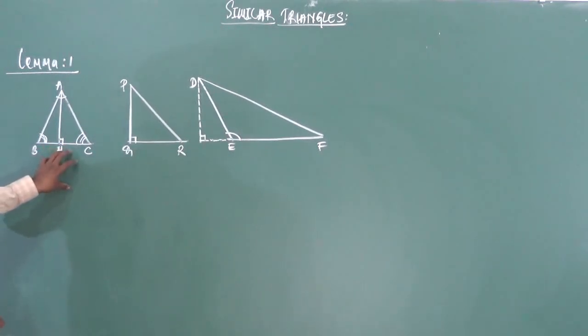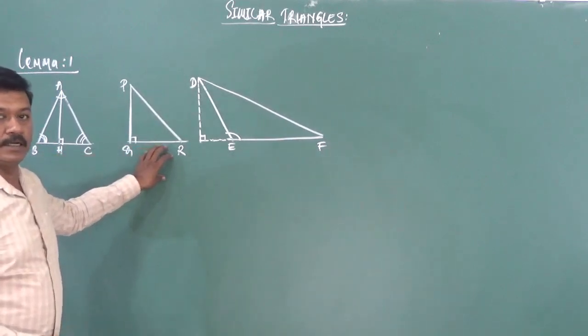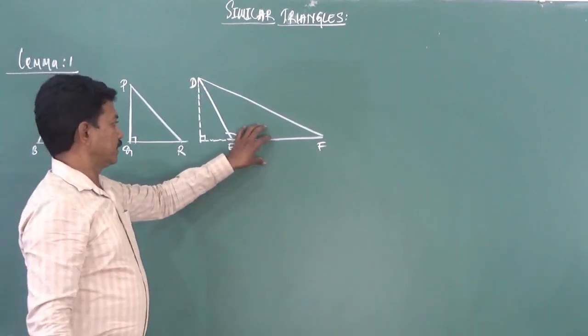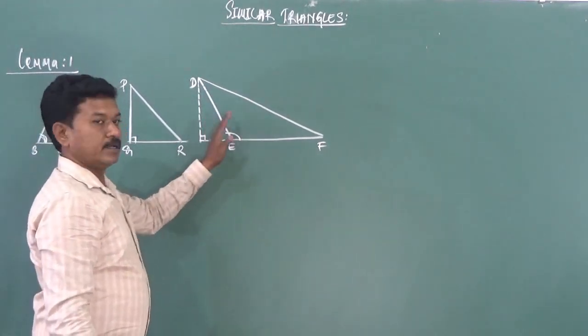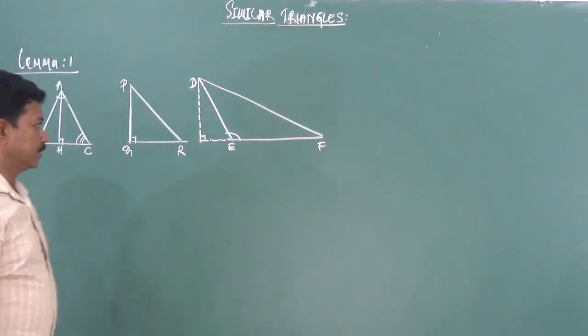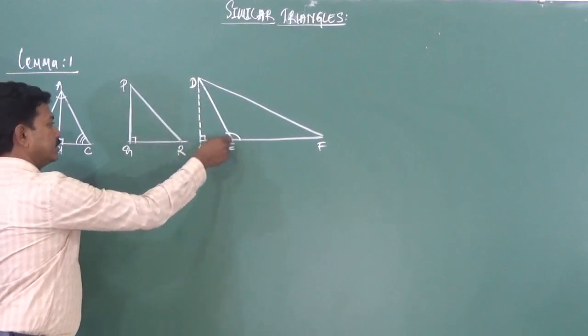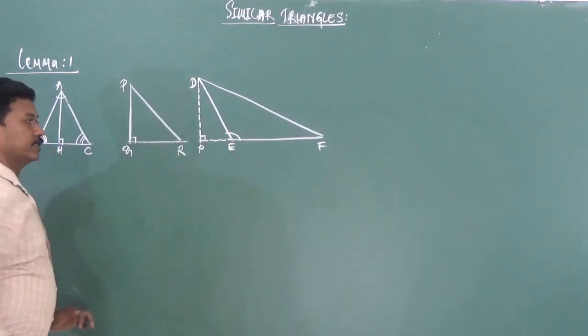So I will repeat. In an equilateral triangle or an acute angle triangle, the height will be inside the triangle. In a right angle triangle, the height will be one of the sides of the triangle. In an obtuse angle triangle, the height of the triangle lies outside the triangle. So here you can take it as DP. DP is the height which lies entirely outside the triangle.